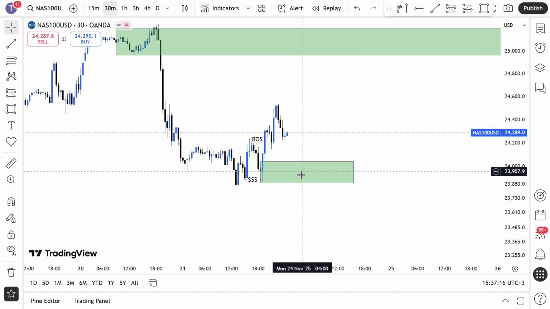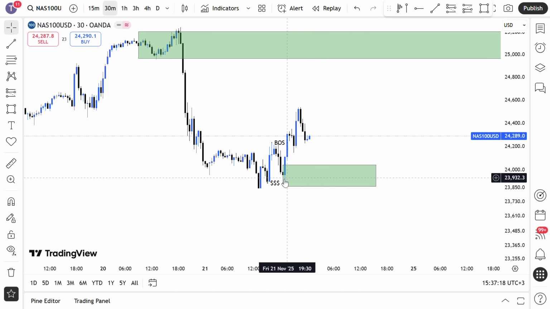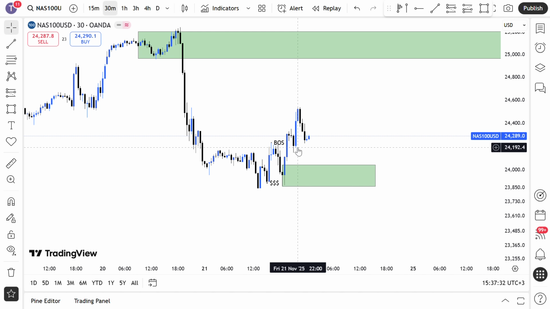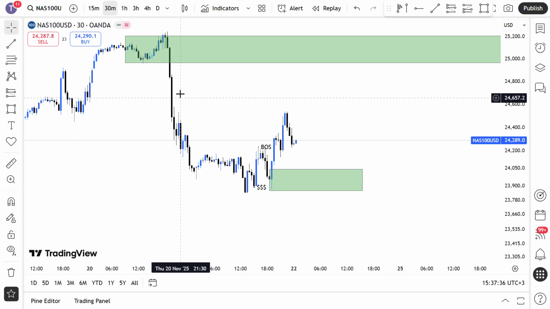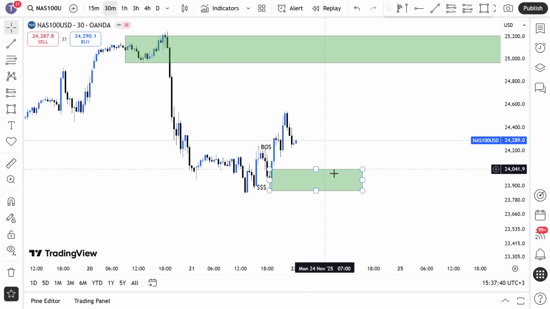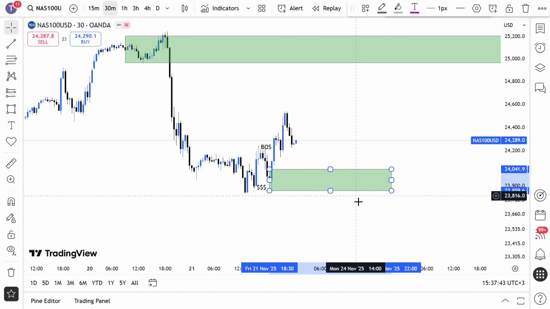So this is my point of interest because now I have this origin sweeping liquidity before going to break structure. And then immediately above the point of interest, we have a liquidity to be swept, an inducement to be swept as liquidity before the market continues moving higher. So I expect the fair value gap that was left behind to be taken out. So that is why I'm looking to buy from this point.